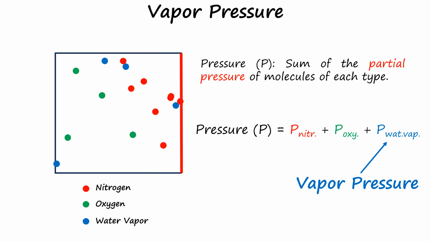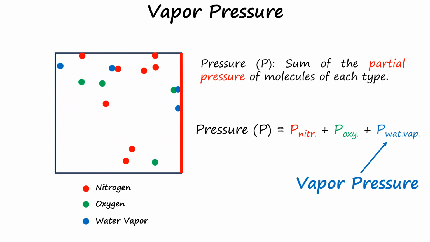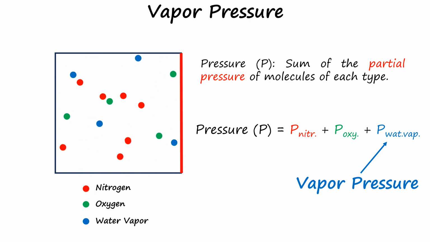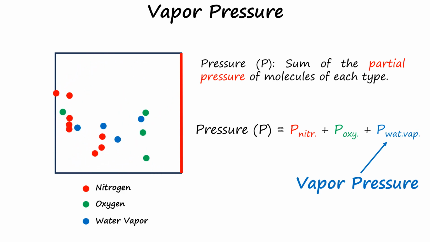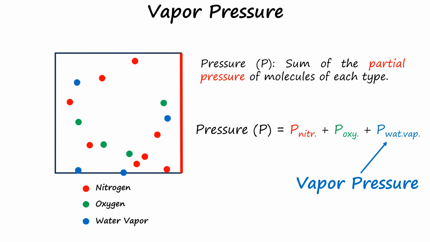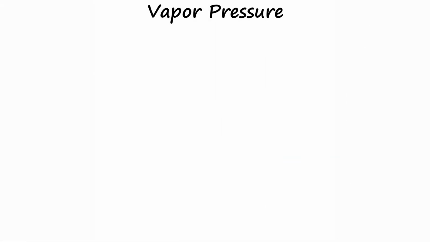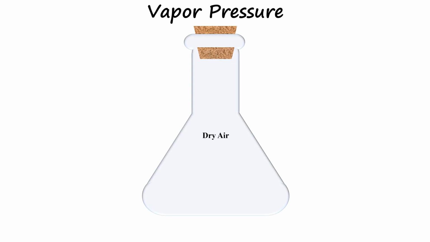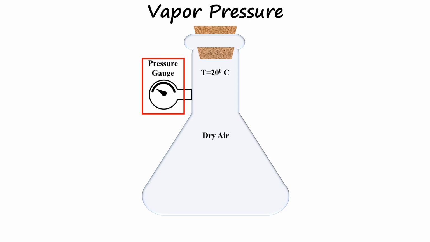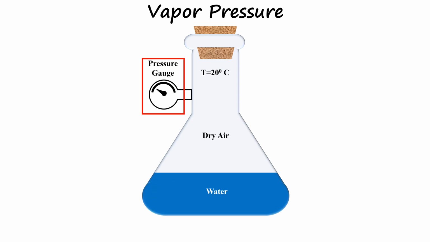Vapor pressure reflects the idea that when water evaporates, it adds water vapor to the surrounding air, which in turn increases the pressure. Hence, we call it vapor pressure. To understand vapor pressure even better, let's take a beaker with dry air in it at about 20 degrees Celsius. By dry air, I mean there's no water vapor in the air. The pressure gauge measures the pressure of the air inside. Now, let's put some water into the beaker.